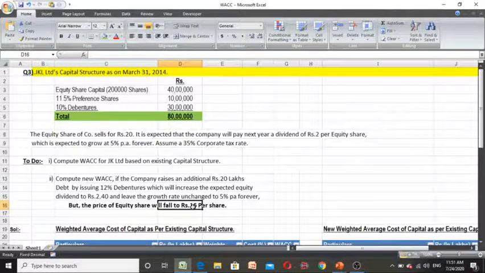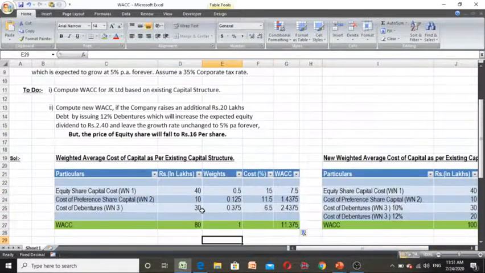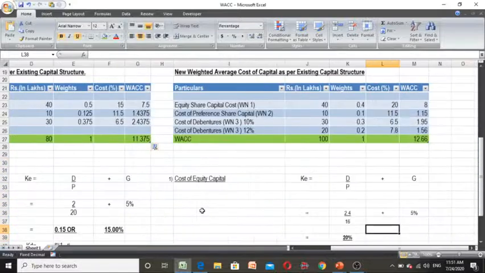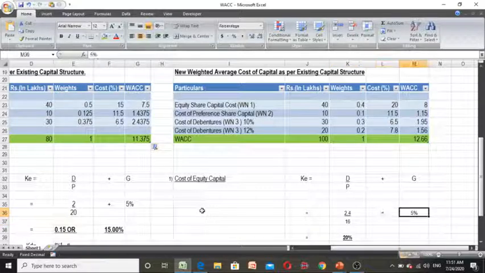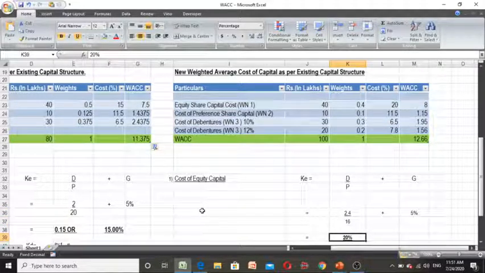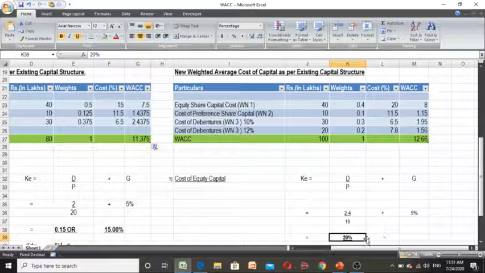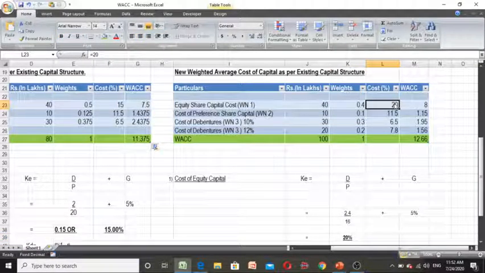So D upon P, the value of D is 2.40, and the value of P, which is the current market price, is rupees 16, and the growth rate remains unchanged, which is 5%. So we apply those changes in the formula, the new dividend, the new current market price, and the same growth rate, and get the final answer as 20%. And we copy this 20% and paste it over here in the table.